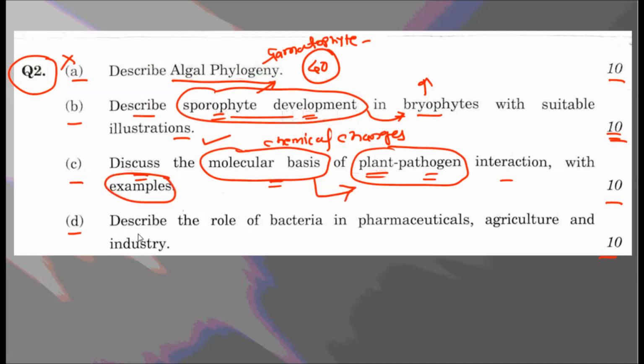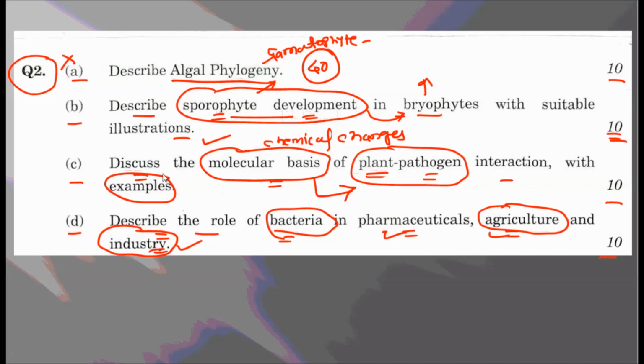In the next question, they ask: describe the role of bacteria in pharmaceuticals, agriculture, and the industry. This question is about the application of bacteria in pharmaceuticals, agriculture, and the industry. We have made videos on the application of microbes in agriculture and the application of microbes in the industry. You can check this in our channel list so that you could get a clear-cut idea about how to write the answer of this question.